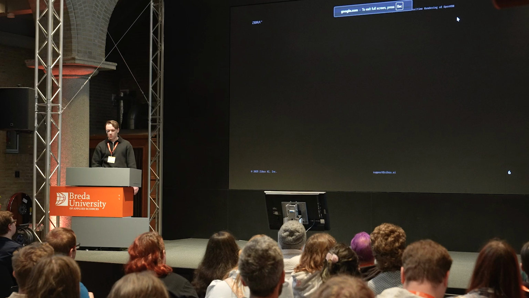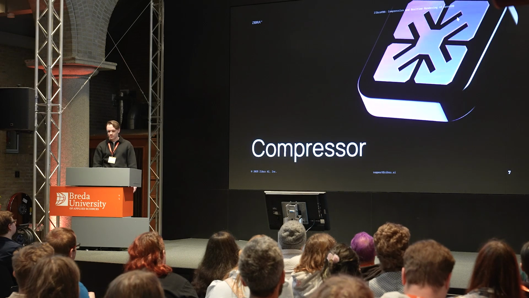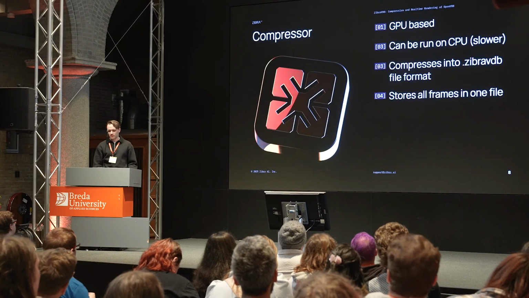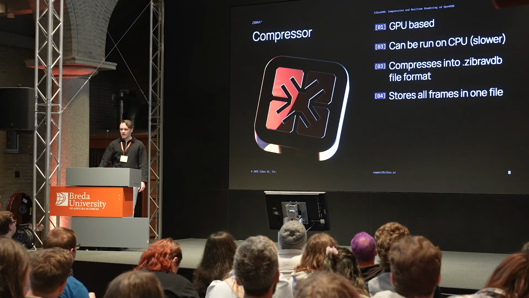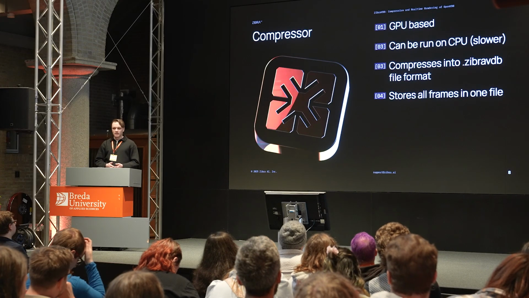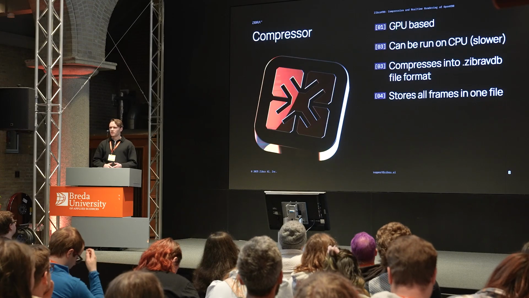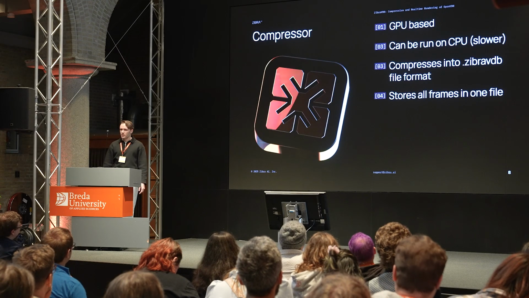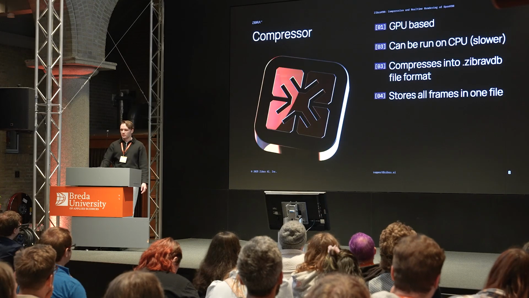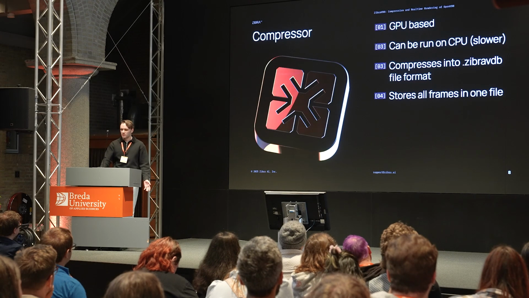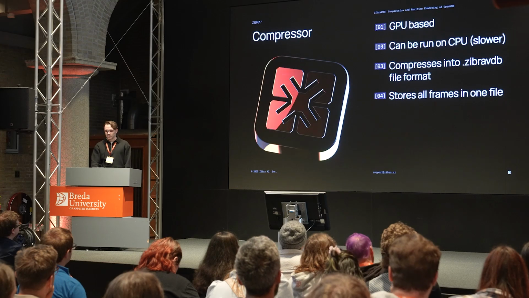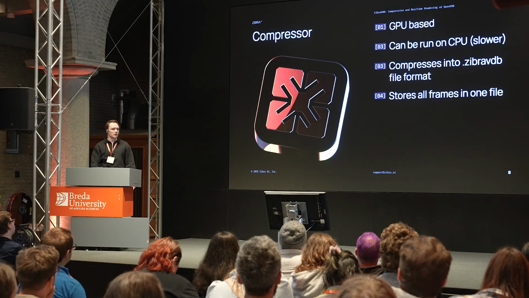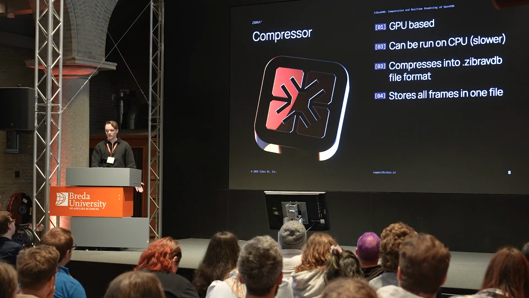And now let's go more into detail and see how it works under the hood. First, the compressor. Our compressor is GPU-based, so it's really fast. It can also be run on CPU, but that's more for offline use cases when you, for example, have many render farms and you want to render offline, then you need to run it on CPU, but in most cases you use the GPU. As I said, we compress the whole sequence into one file. This is just more convenient to work with.